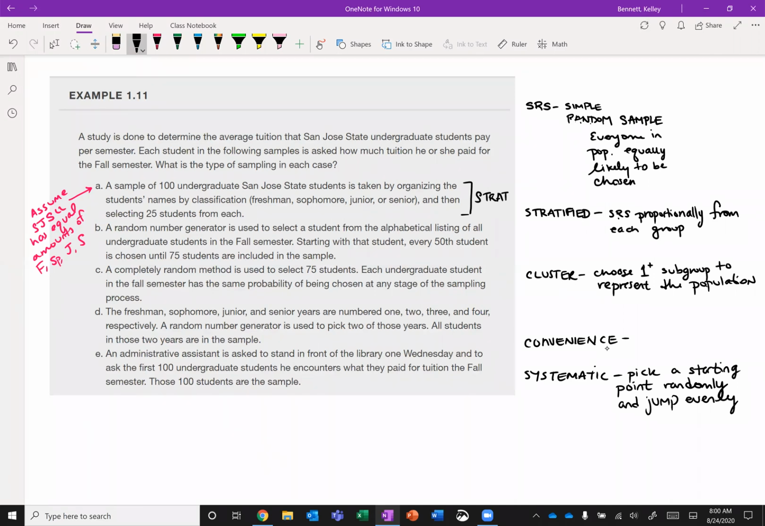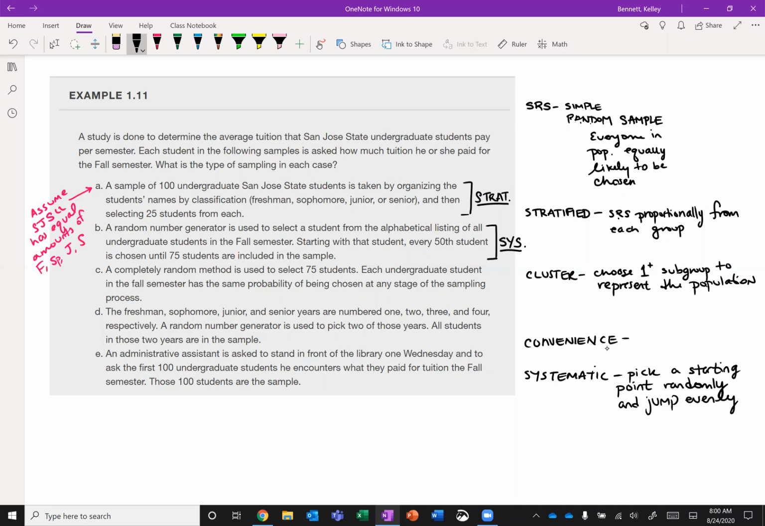Okay, the next one, a random number generator is used to select a student from the alphabetical listing of all undergraduate students in the fall semester. Starting with that student, every 50th student is chosen until 75 students are included in the sample. So that perfectly describes the systematic sampling method. So I'm just going to write SYS.